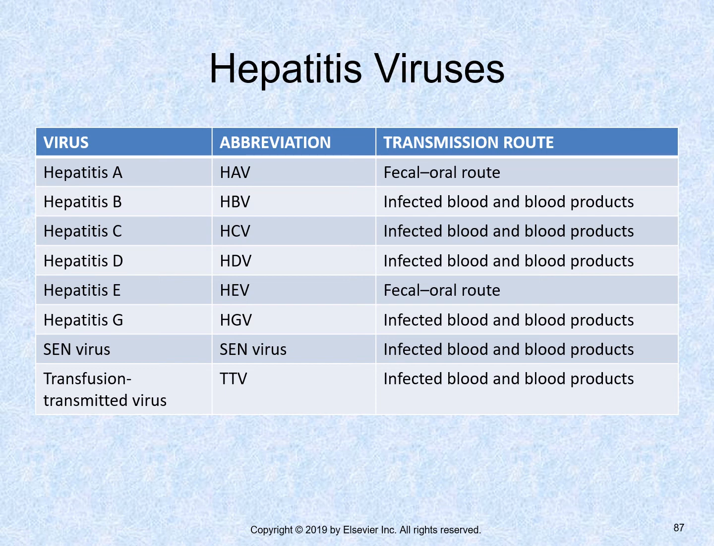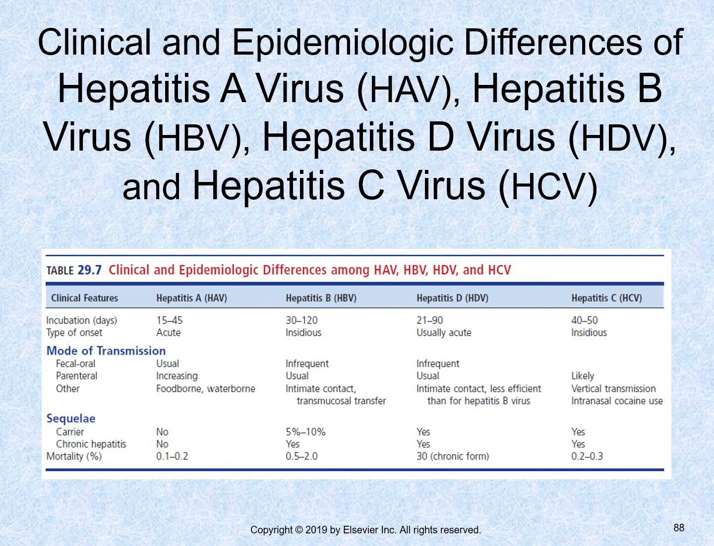Despite the morphological and biological differences among the hepatitis viruses, many of the clinical symptoms are similar. Table 29.7 summarizes what we'll discuss in the next slides regarding hepatitis A, B, D, and C. It shows the clinical features of the different hepatitis viruses, along with the mode of transmission and any sequelae.